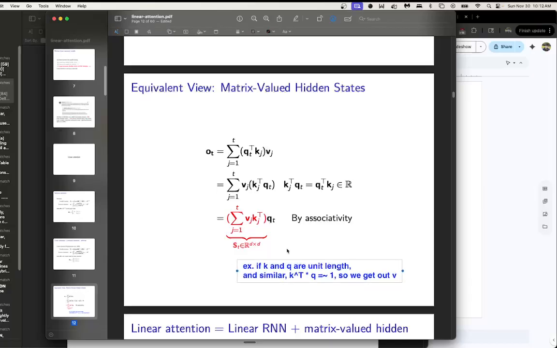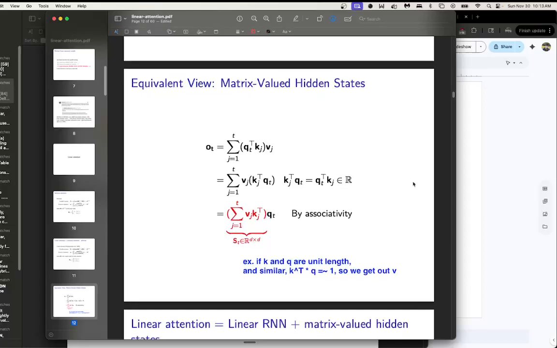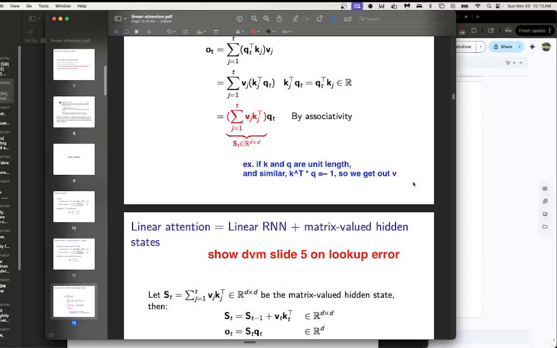And just as a simple example of this, if you look at the equation here, if K and Q are just unit length vectors, we'd have K transpose Q. And if they're just unit length vectors, I guess this would be if they're orthogonal, or I might be wrong about that. But basically, in an ideal world with unit length vectors, this would produce just one, and we would get out our value, right? So that's a simple example of how this should work in theory, to have this compressed mapping from Q to V.